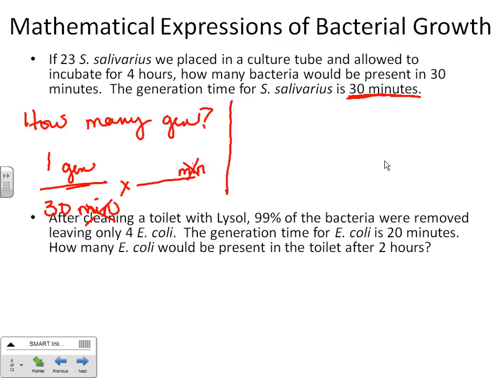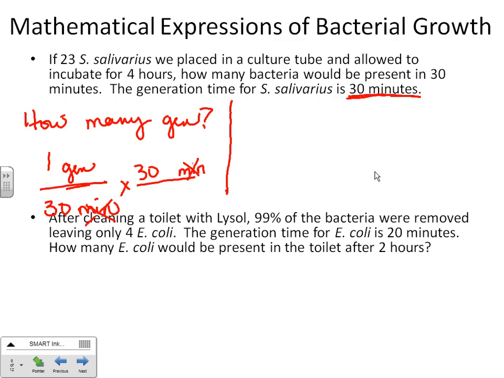Okay? So how long was I going to let it grow and try to figure out how many I had? 30 minutes. So what's the answer to that? How many generations did I let it go through? 1. 1 times 30 is 30. 30 divided by 30 is 1. You really shouldn't have to do that when you read this problem because we only let it grow 1 generation. But sometimes the numbers are not going to equal 1. Okay? So I have 1 generation.